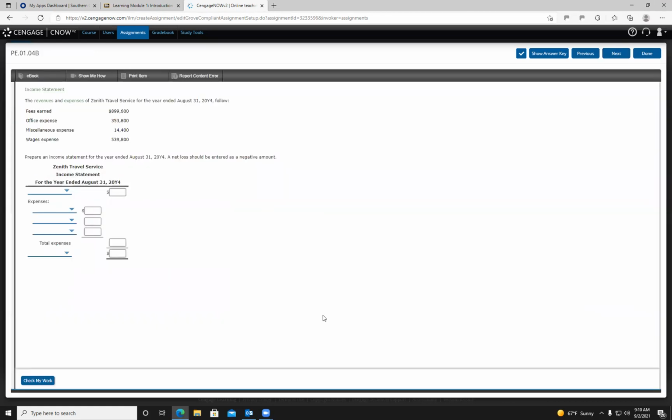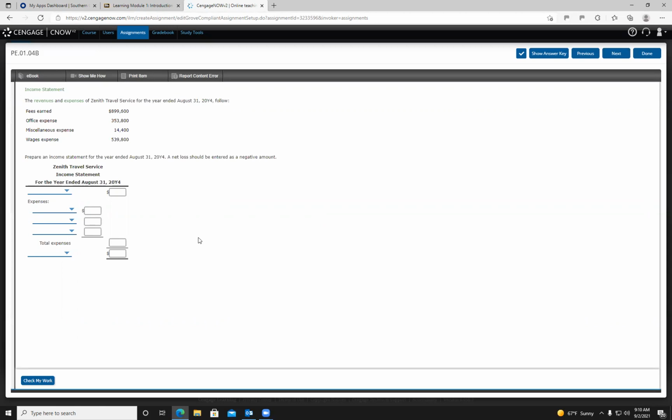All right, let's move on to the next problem. Now we're going to do another income statement. We're going to get some more practice doing income statements, but this one's a little bit easier because you're not really having to copy and paste and type it in. It gives you a drop-down menu.